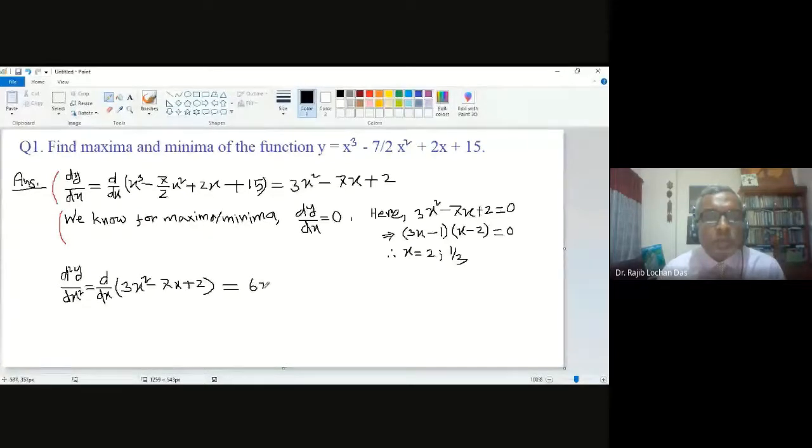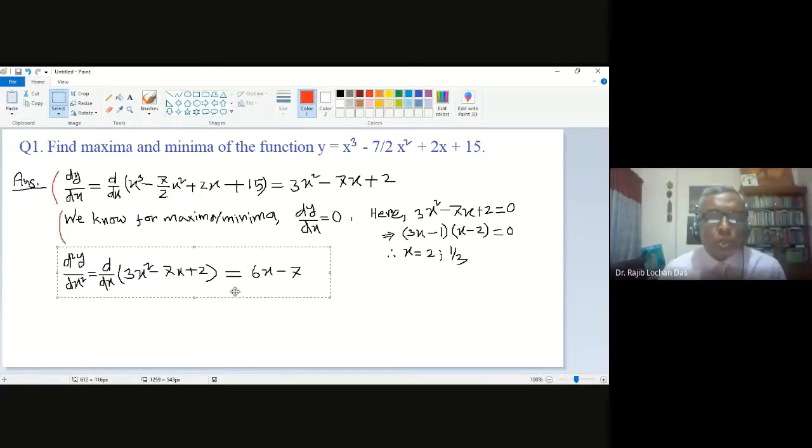If anyone has any problem to understand this, let me know. Anyone has any problem with this? No, sir. Okay, it should not be a problem, because this is a very simple, basic type of differentiation. Everyone should be very clear about this. So this is the second derivative. Now we will move to the next step.